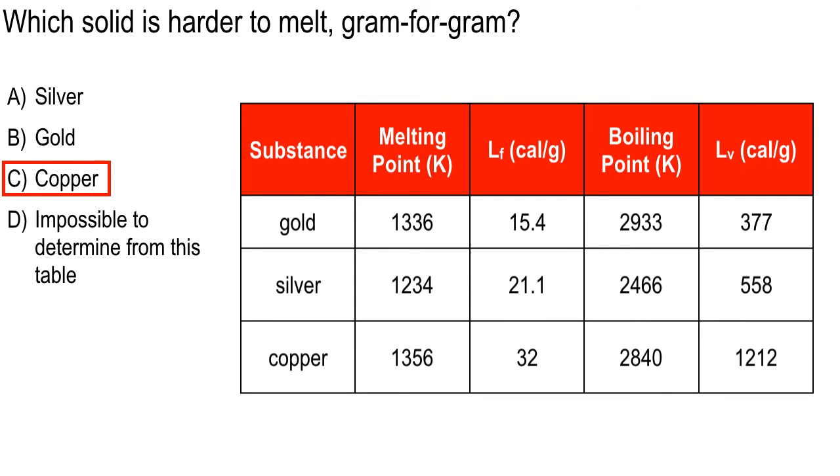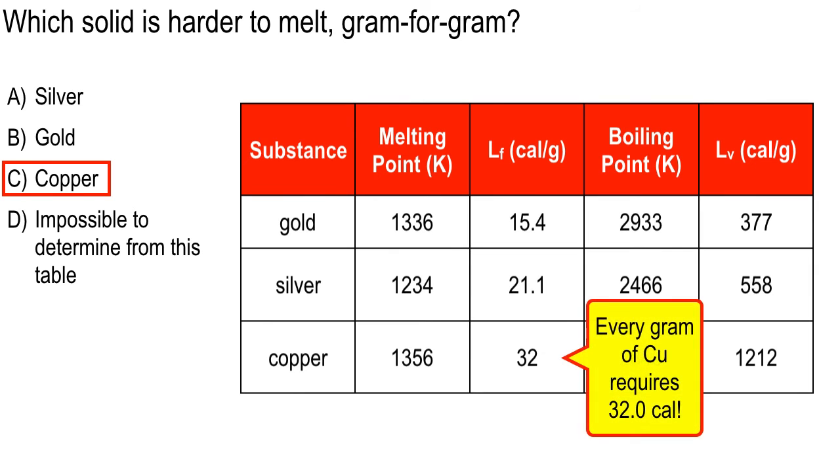Nice. Most of you got that copper. All right. Next question. By the way, if you didn't get it right, this is what you have to think about, that every gram of copper requires 32 calories to melt. Okay. Versus gold, only 15.4 calories, and silver only 21.1. So copper gram for gram needs more energy. All right, next question.